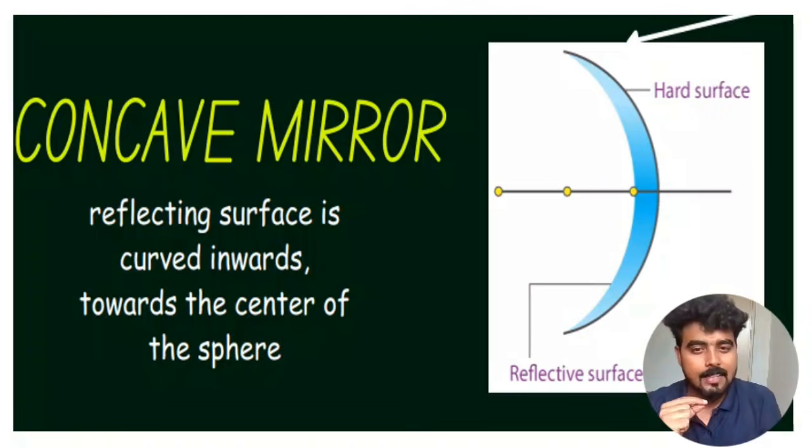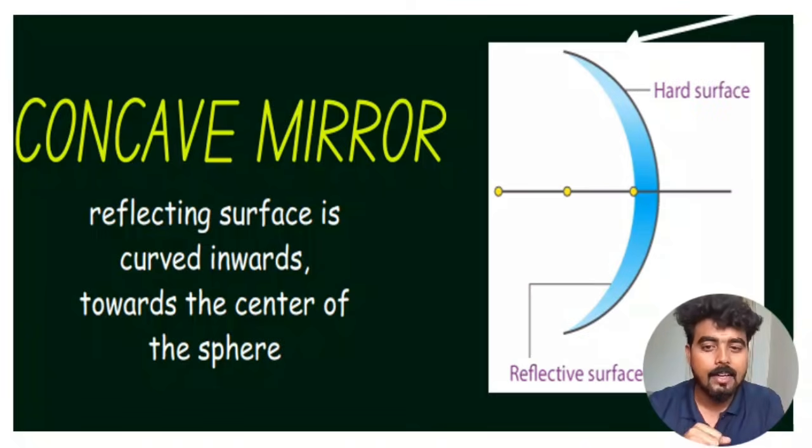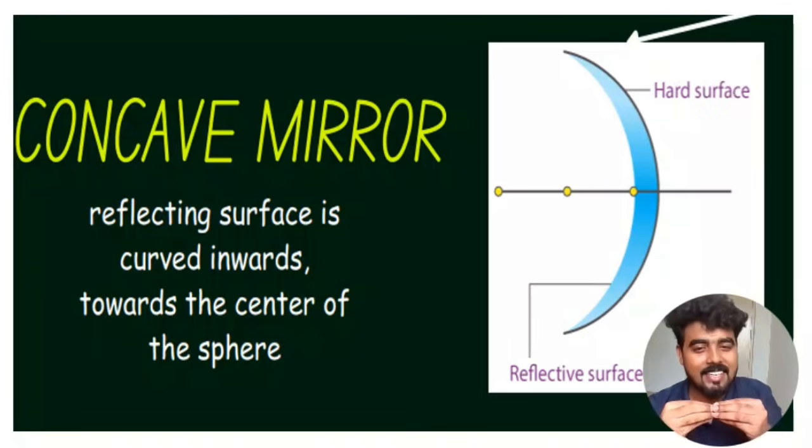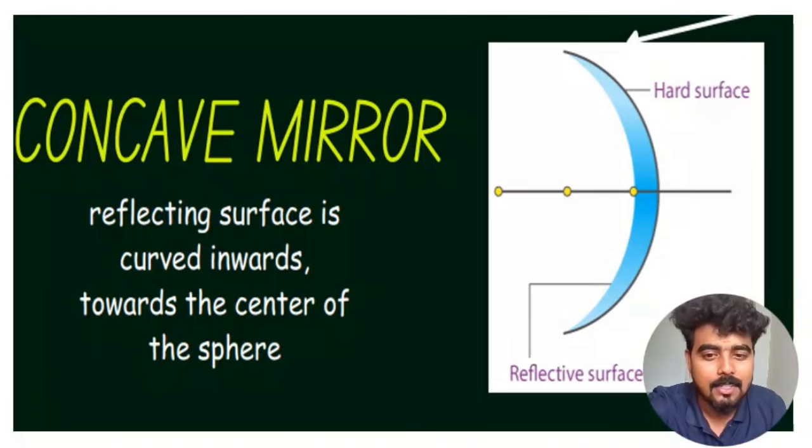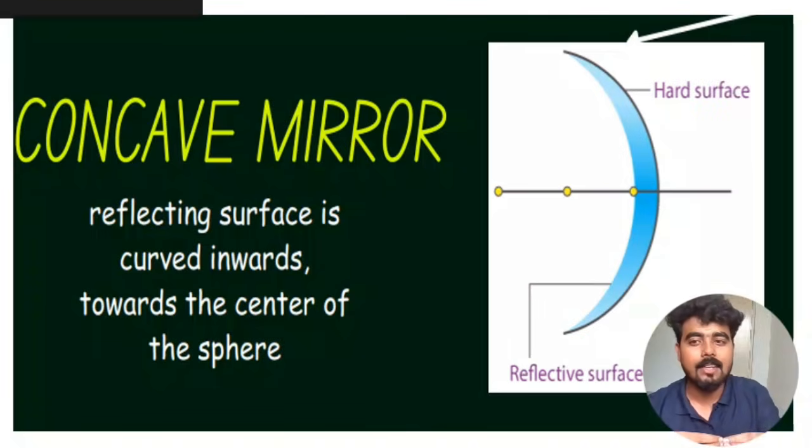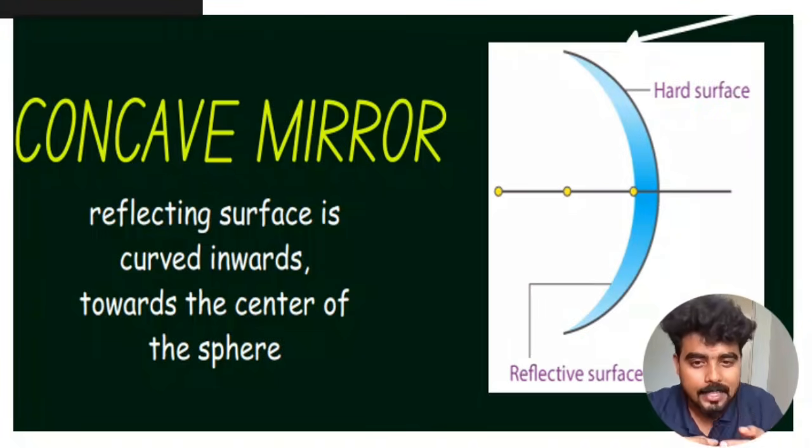One is concave mirror, the next one is convex mirror. Now, let's jump into the world of spherical mirrors. Mirrors whose reflecting surfaces are curved are called spherical mirrors. You can imagine a spherical mirror as a small part cut out from a large hollow glass sphere.